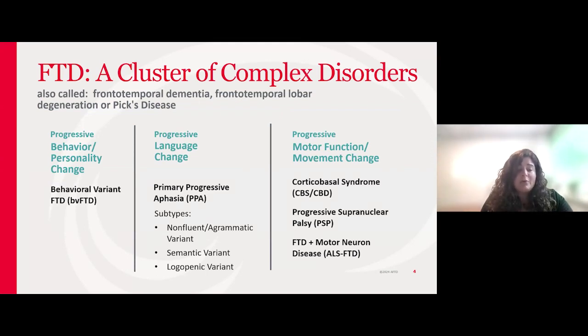When we look at frontotemporal degeneration, it's a cluster of complex disorders. So it's not just one disease that we're looking at. The three main functions that we're looking at are changes in behavior and personality, which we describe as behavioral variant FTD. We also have changes in language, which are the primary progressive aphasias, which I'm going to talk more about in a few minutes. And then we have changes in motor function. And here we have the atypical Parkinsonisms, which we call corticobasal syndrome and progressive supranuclear palsy, and then FTD with ALS or FTD and motor neuron disease.